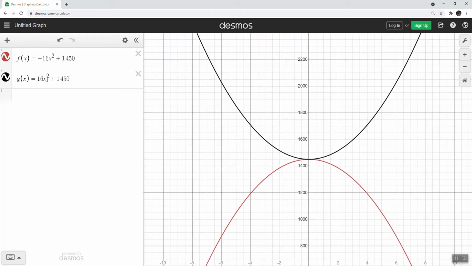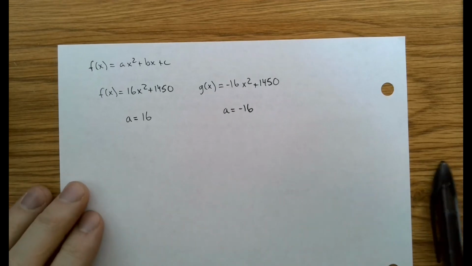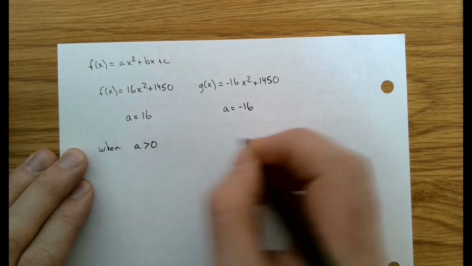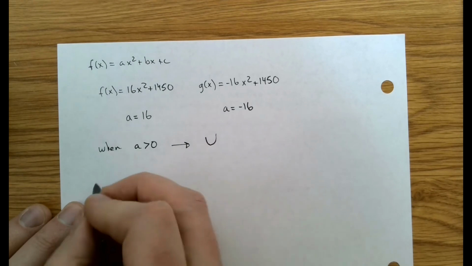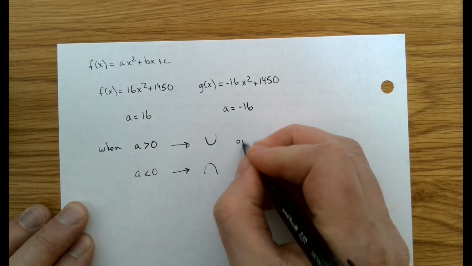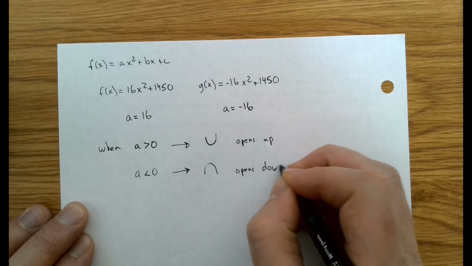Well, the function with the positive coefficient, the positive 16, opens up, and the negative 16 opens down. So there's your connection with a quadratic function. We'll say it like this: when a is greater than 0, the parabola looks like this. When a is less than 0, the parabola looks like this. So we could say opens up here, and here we could say opens down.